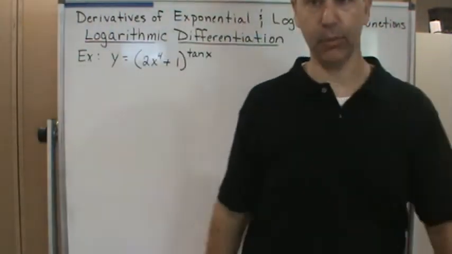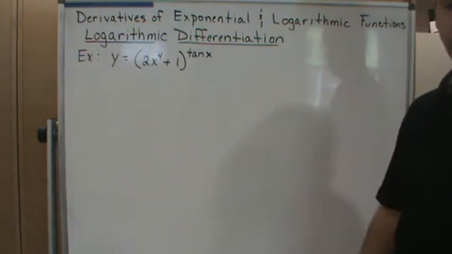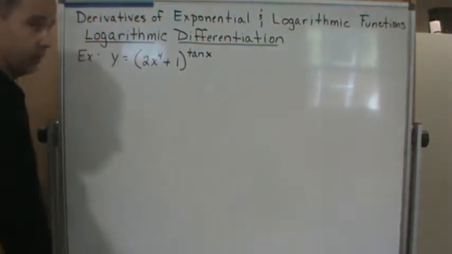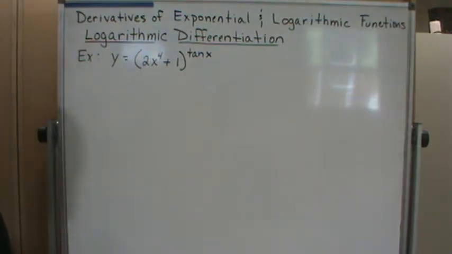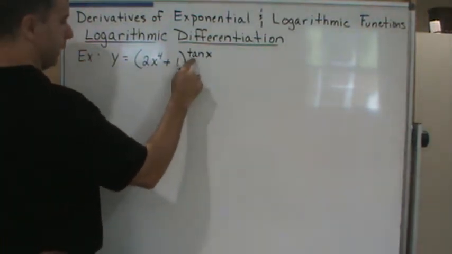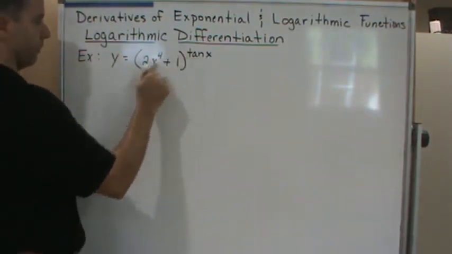Okay, so welcome back. Now we're going to do an example of using logarithmic differentiation to take the derivative of a function that we normally wouldn't be able to take the derivative of. So the first thing is, notice that we've got this polynomial raised to this function here. So we've got a function raised to a function.